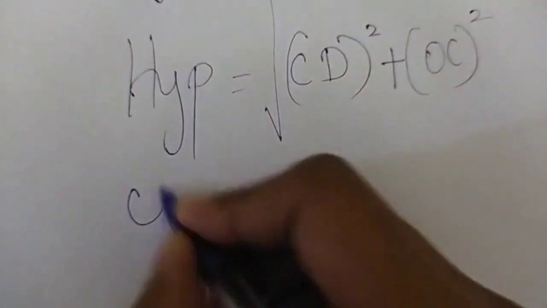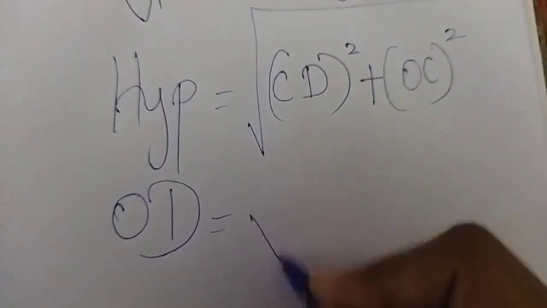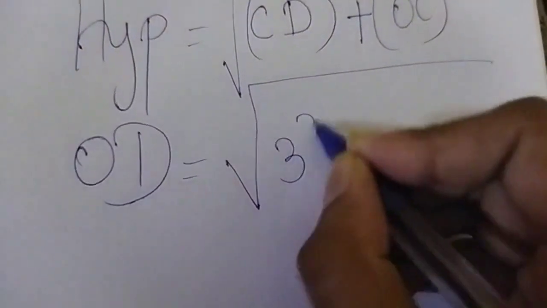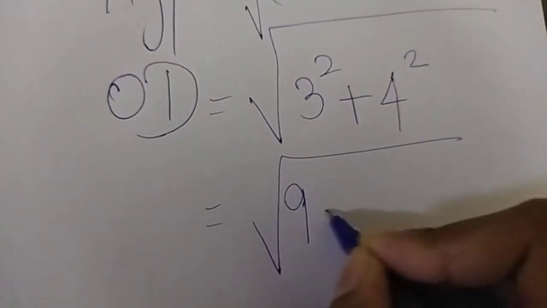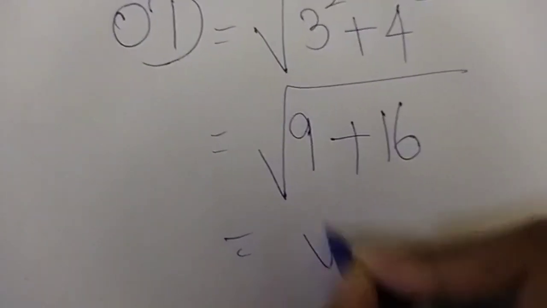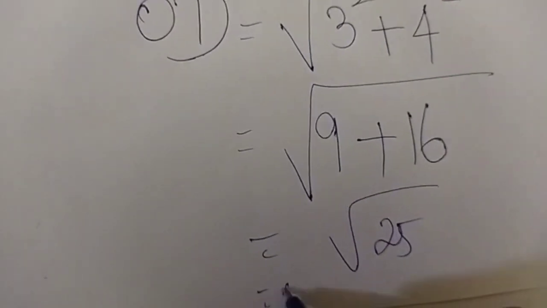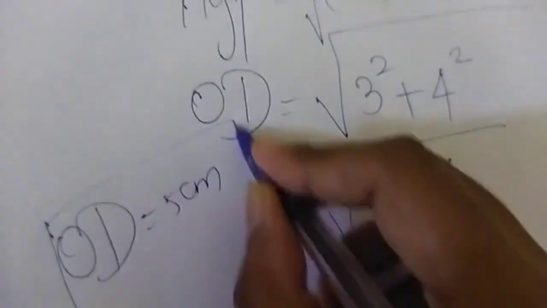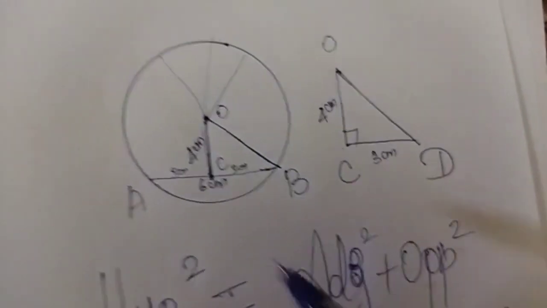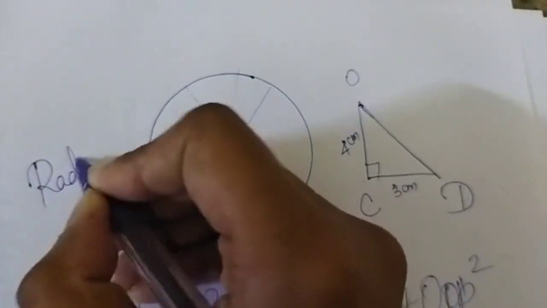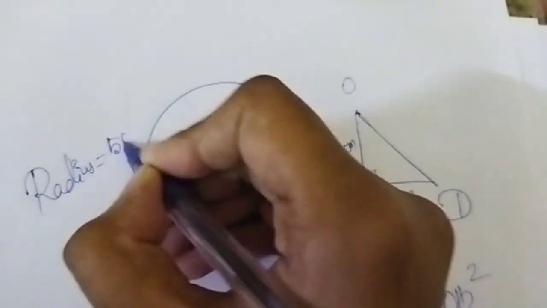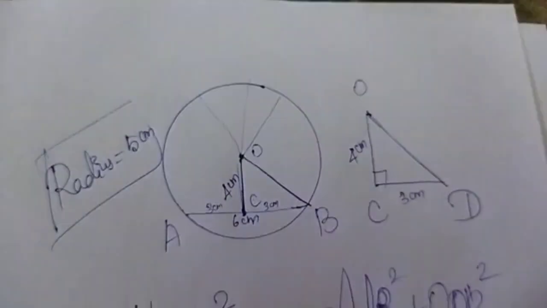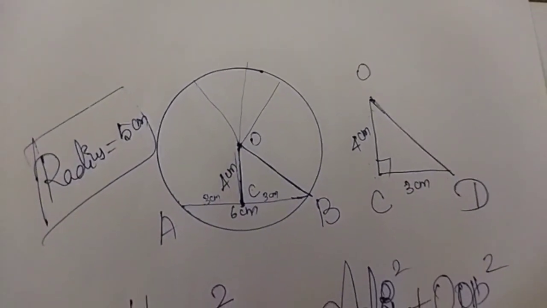OD is equal to square root of CD is 3 square plus OC is 4 square. So square root of 9 plus 16, square root of 25, which is nothing but 5. So OD is equal to 5 centimeter. OD is nothing but the radius of the circle. So the radius of the circle is equal to 5 centimeter, which is the required answer. Let's go to next sum.